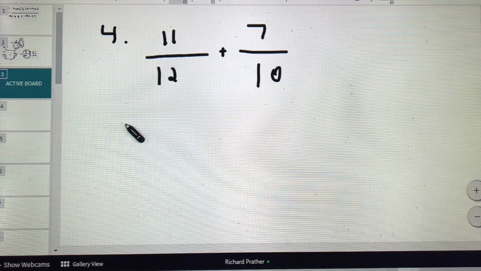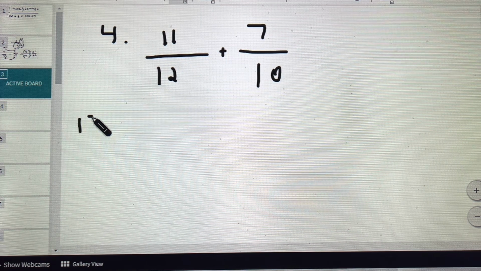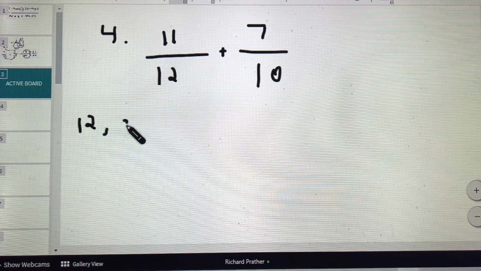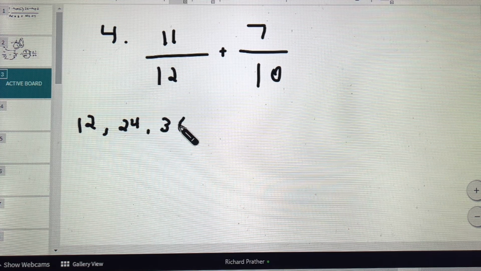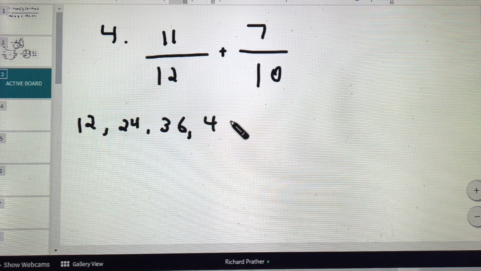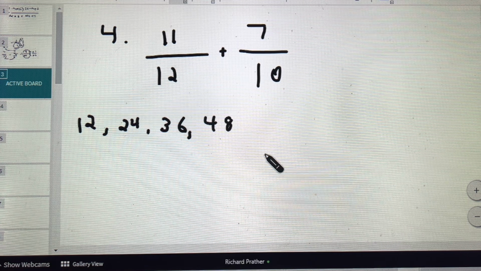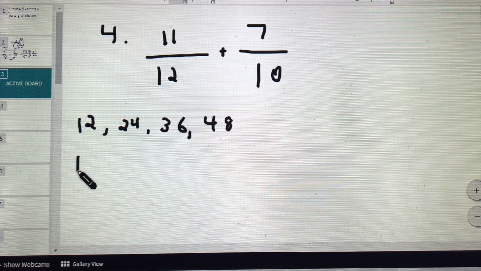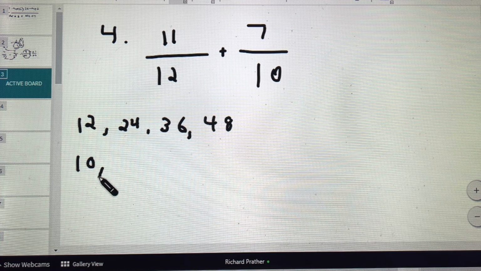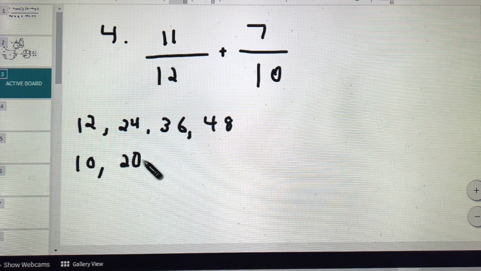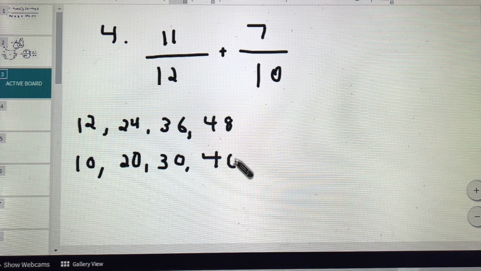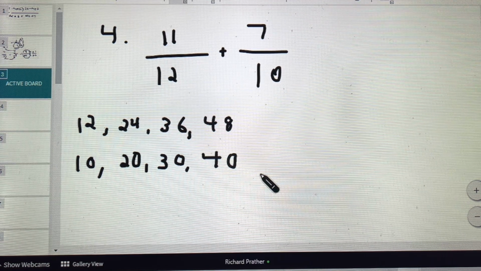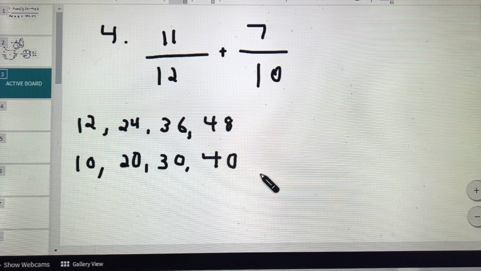If you list the multiples of each of these numbers, 12 plus 12 is 24, 24 plus 12 is 36, 36 plus 12 is 48. You're just adding 12 over and over again. If I start with 10 and start adding 10 over and over again, 10 plus 10 is 20, plus 10 is 30, 10s are easier, plus 10 is 40. The first time you see a number they have in common is the least common denominator.